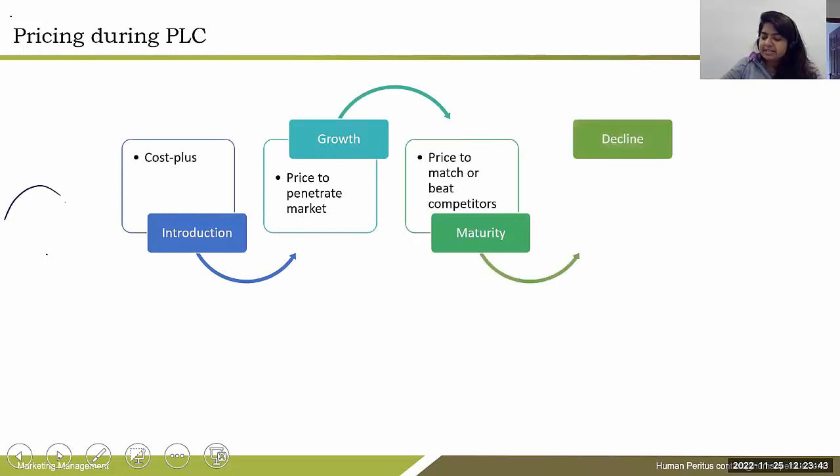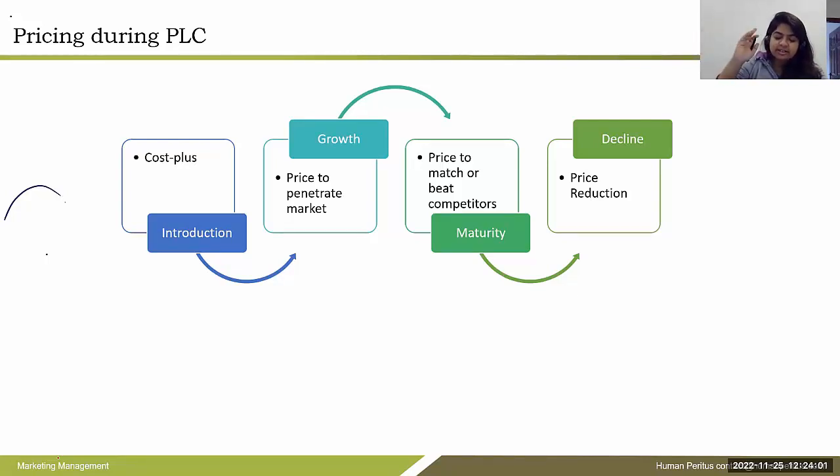Everybody remembers the PLC? What is the full form of PLC? PLC, everyone. We had done it in the previous class. You can see the 4 stages. Product life cycle. Richa is the correct answer. Sumita, correct. So you can see the 4 stages of product life cycle.